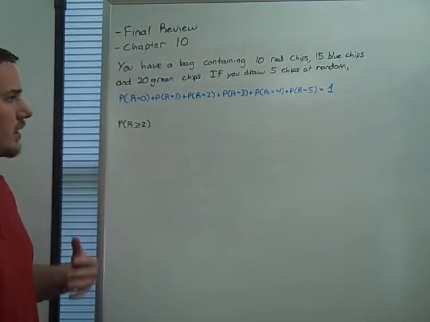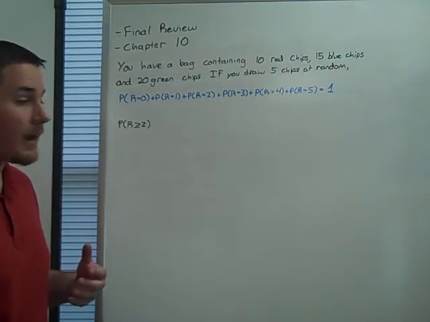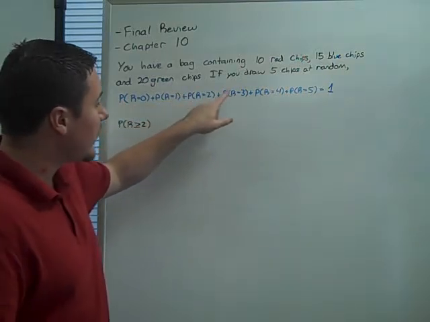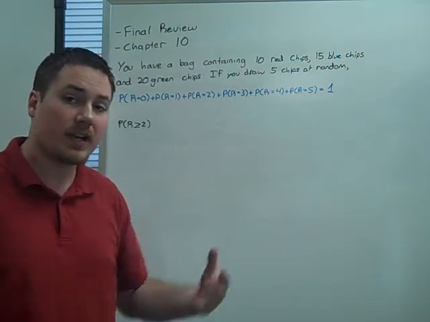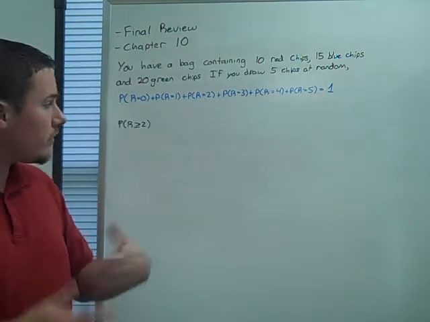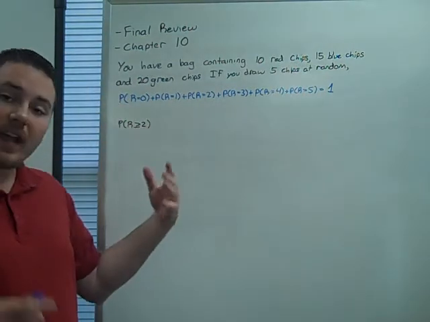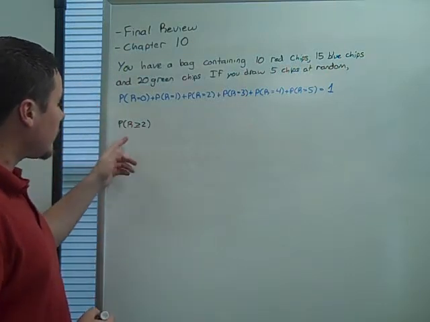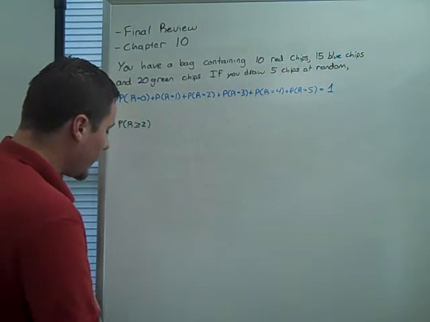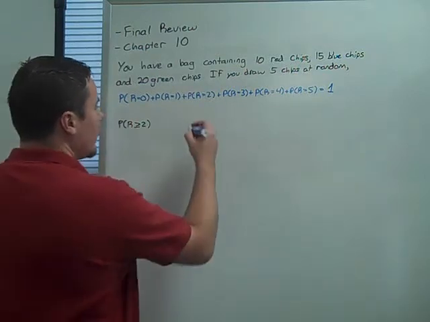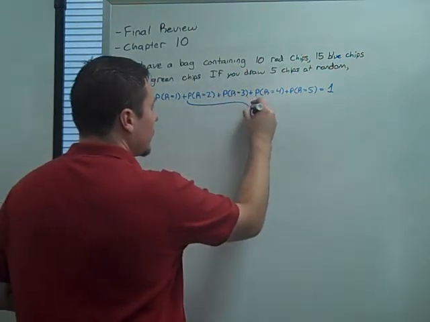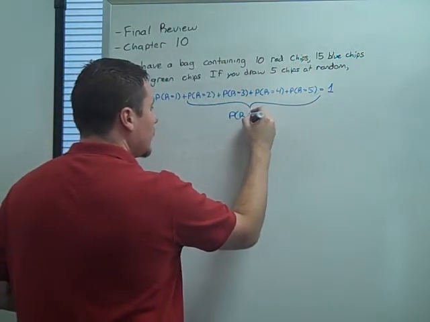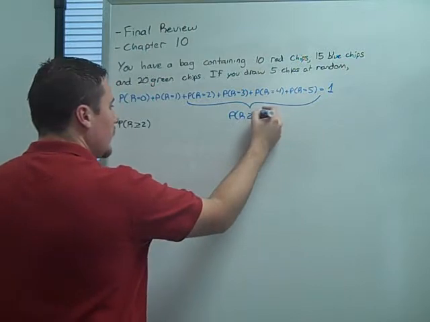Now what I have written in blue up here is, you can call it the event space. It's the probability of every single event that could possibly happen. Either I'm going to draw 0 red, 1 red, 2 red, 3 red, 4 red, 5 red, and each one has a probability. There's no events that are unaccounted for, so if I add up all those probabilities, it better equal 1. Well, the probability of drawing more than 2 red is defined by this group. This is the probability that R is greater than or equal to 2.